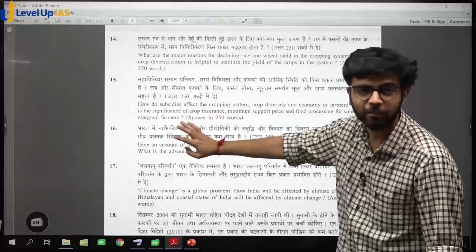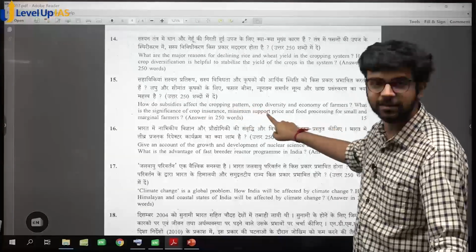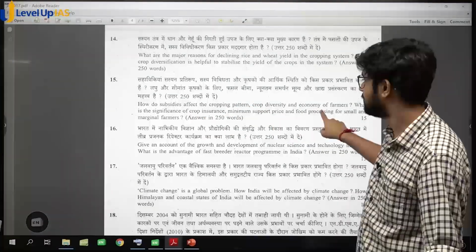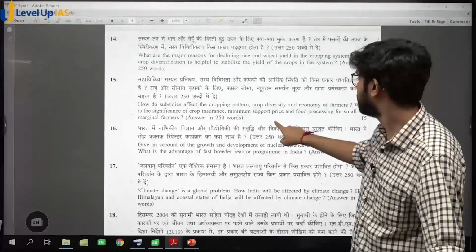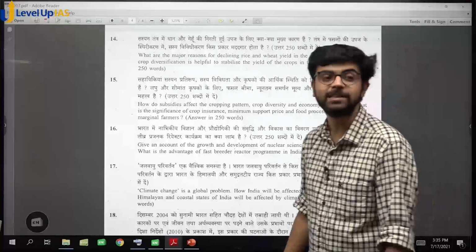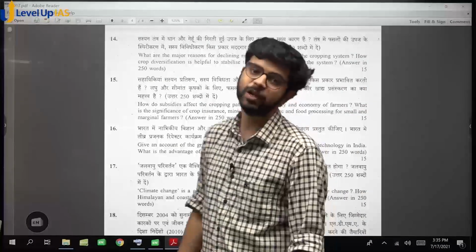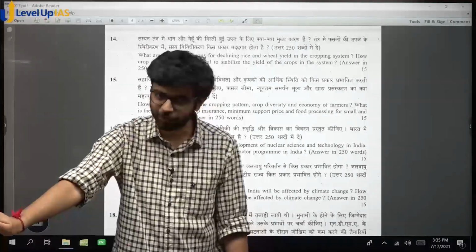See, I'll show you how many parts. How do subsidies affect cropping pattern? First part. Crop diversity, second part. Economy of farmers, third part. What is the significance of crop insurance, fourth part. Minimum support price, fifth part. And food processing for small and marginal farmers, sixth part. Six parts you have to write. 15 marks. Even if you write 2 points for each part, 12 points to aise hi ho jate.